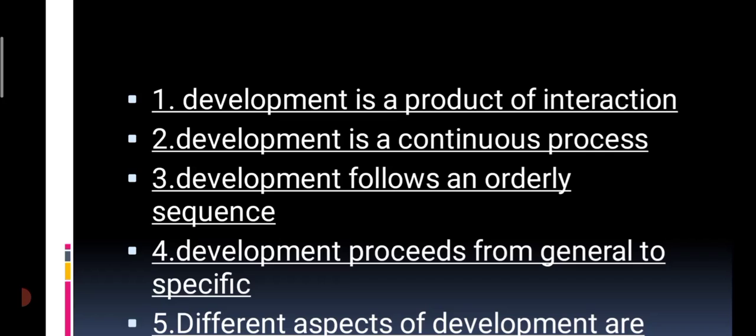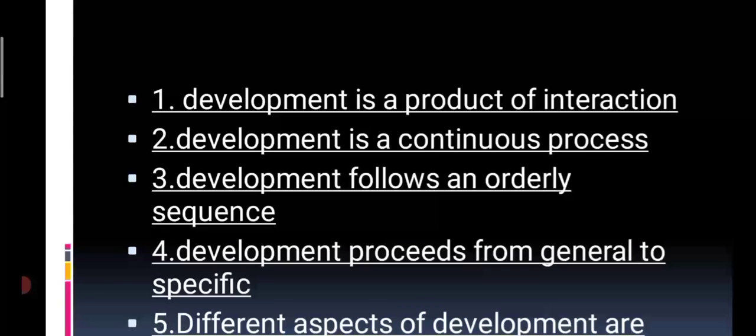At the same time, the same thing happens in speech development or language development. They learn syllables before they begin to speak. It is a natural process. That is why we can say that development follows an orderly sequence. It is from general patterns of response to specific ones.